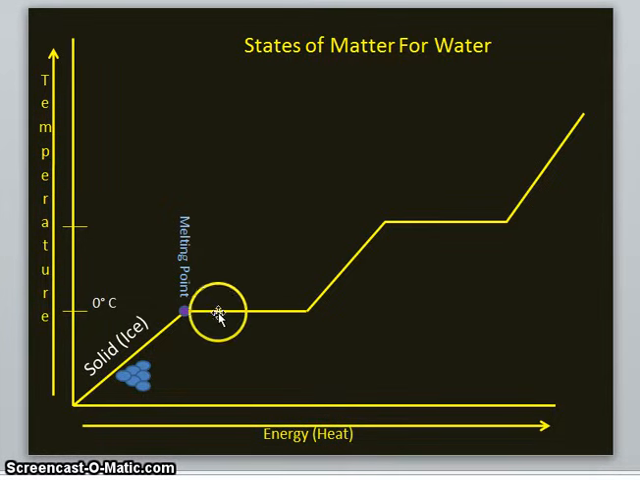And as you can see, that line here, that energy is still going in, but the temperature is not going up. Now why would that be? We still have energy, but what we're doing is we're using that energy to break apart those particles instead of getting them to move faster. We have to overcome that attraction, and it takes that energy to do that.